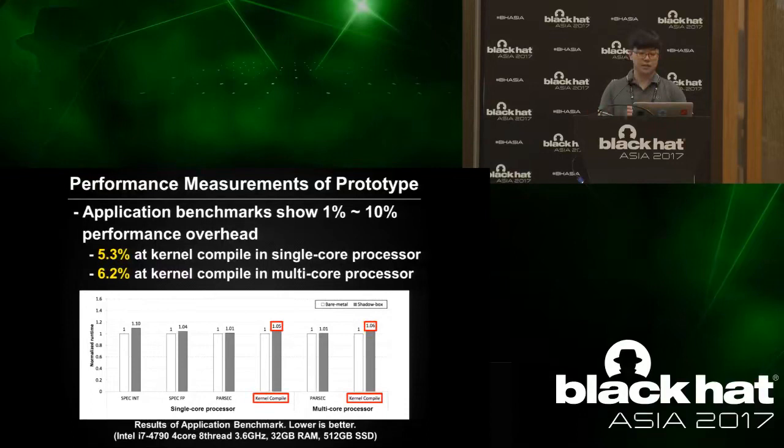We use a test machine which has Intel i7-4790 CPU and 32 gigabyte RAM and 512 gigabyte SSD for measurement. SPEC, PARSEC, and kernel compile results show from 1% to 10% overhead in comparison with bare metal machine. In kernel compile case, which has well-mixed I/O jobs and CPU jobs, 5.3% in single-core processor environment and 6.2% in multi-core environment. We think these are reasonable overhead because these overheads do not affect user experience.